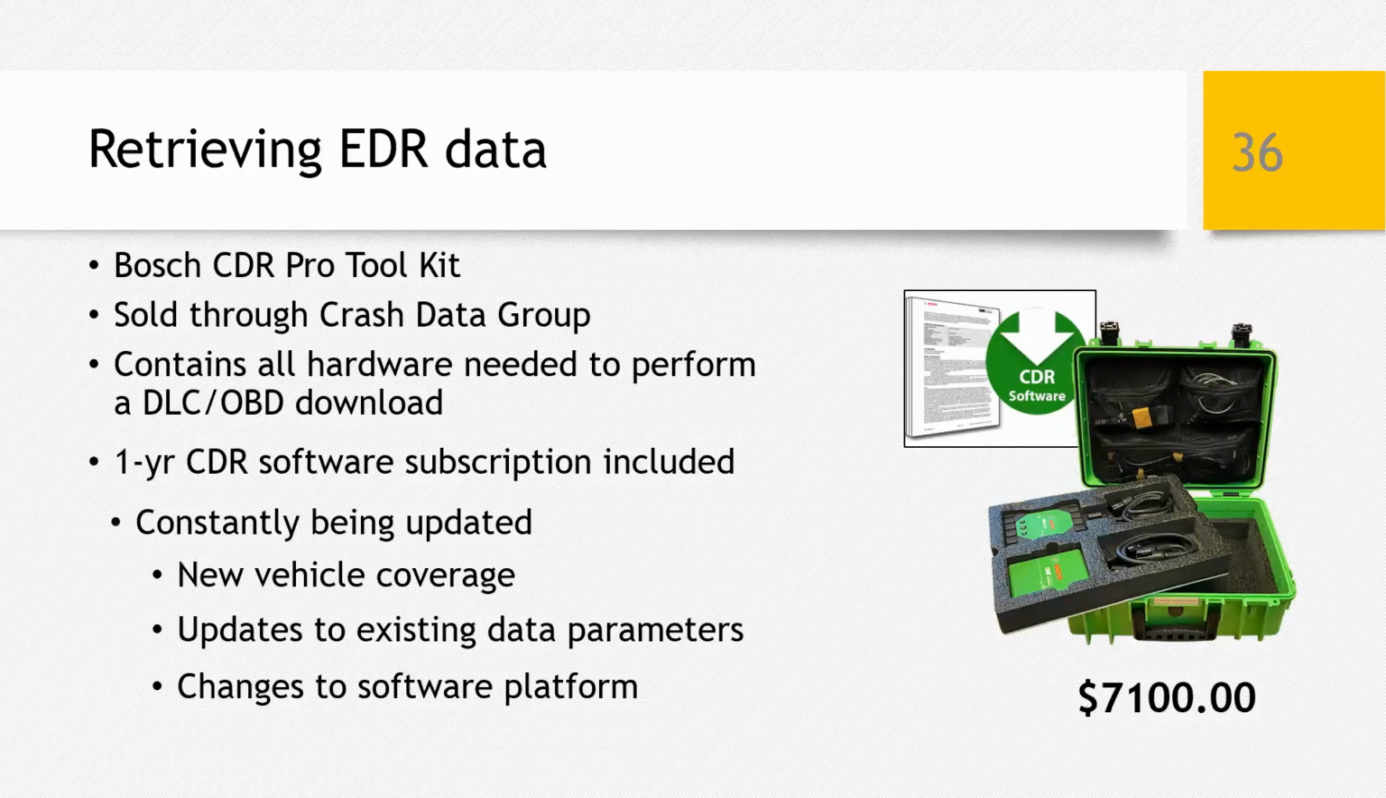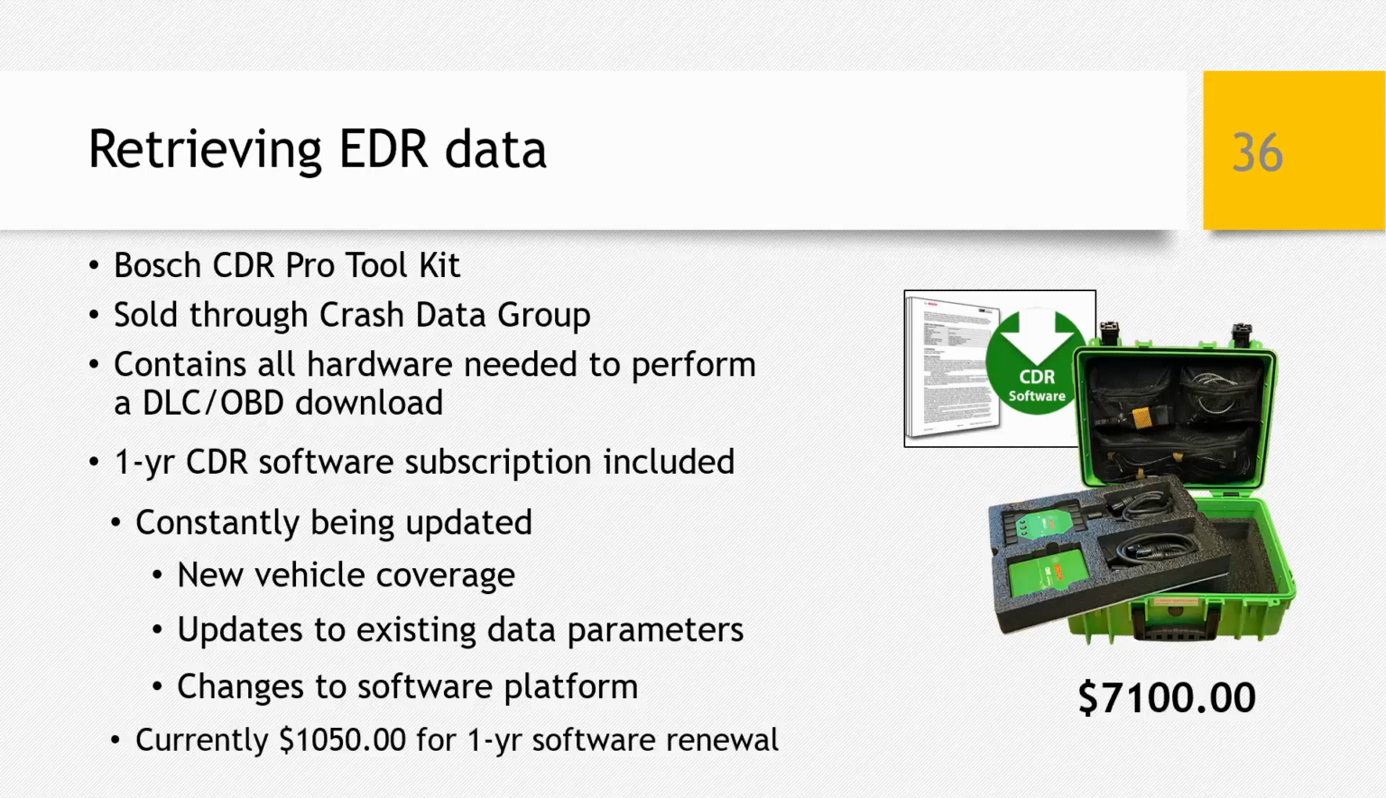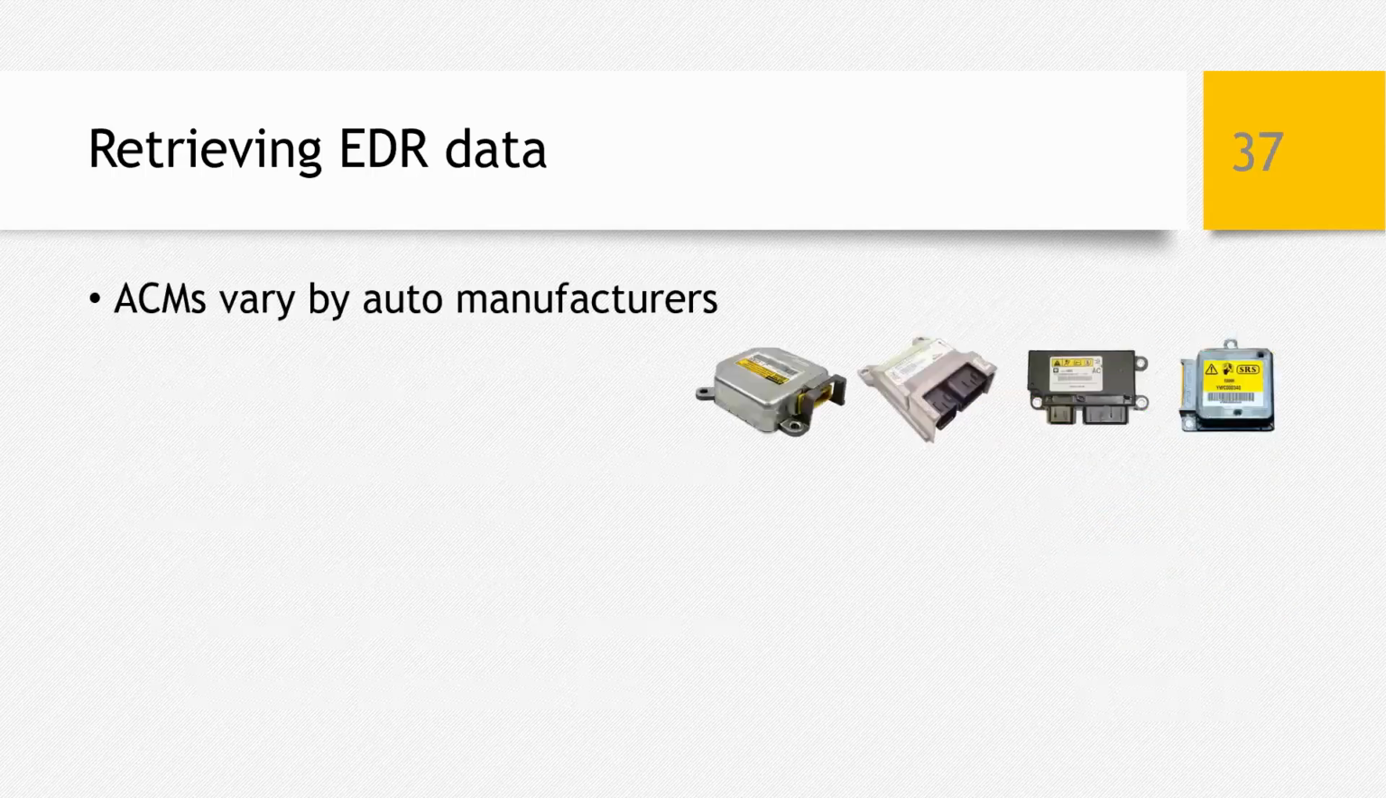The Bosch software is sold as a subscription because it's constantly being updated. It's not like a standalone computer program that you just install on your computer and use as is forever. New vehicle coverage, next year's models, new manufacturers or existing manufacturers that are added to the Bosch platform would be contained in an update. Any changes to existing data parameters may be contained in an update as well. The current price for a 1-year subscription renewal is $1,050, but again, the first year of software is included in the price of the Pro Toolkit.